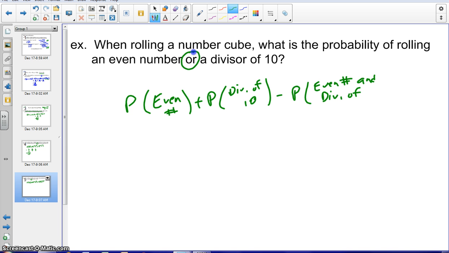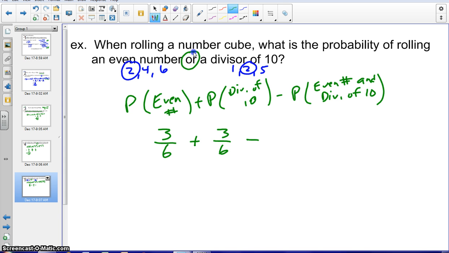So the probability that it's an even number, so we got 2, 4, and 6, which will give us 3 over 6. Probability of a divisor of 10, so there we have 1, 2, and 5. So again, 3 out of the 6. Minus the probability that it's both. Well, our even numbers were 2, 4, and 6. Our divisors were 1, 2, and 5. So we counted 2 twice. So we have to subtract 1 over 6, which gives us 5/6. And this concludes section 15.6 notes.